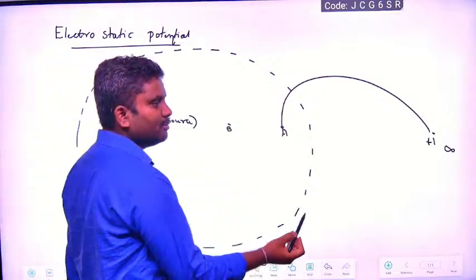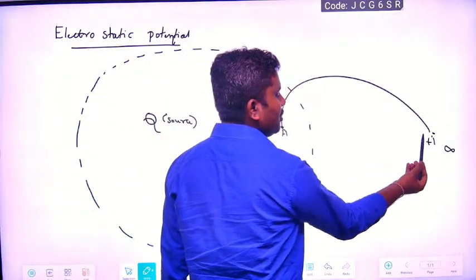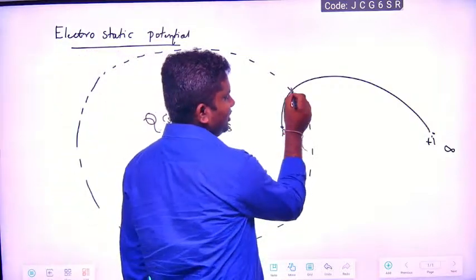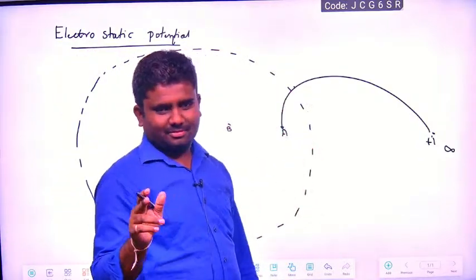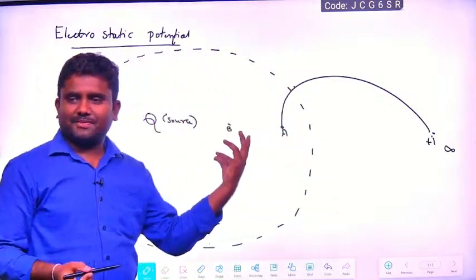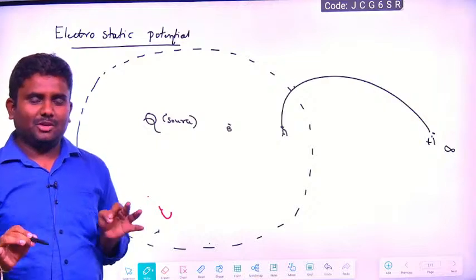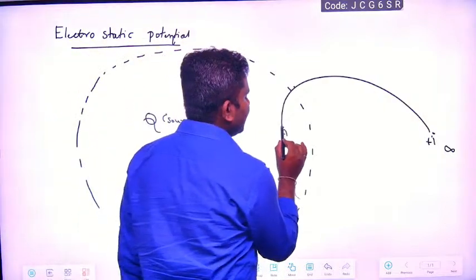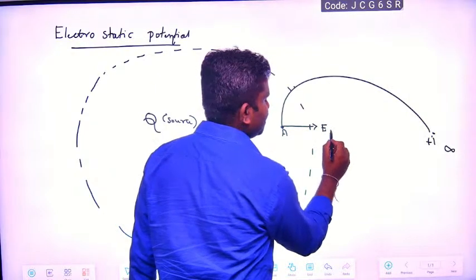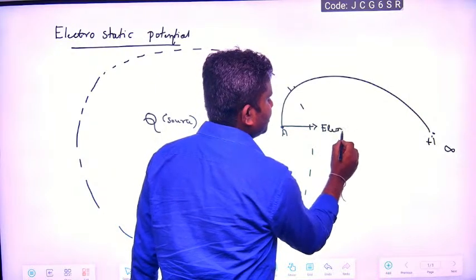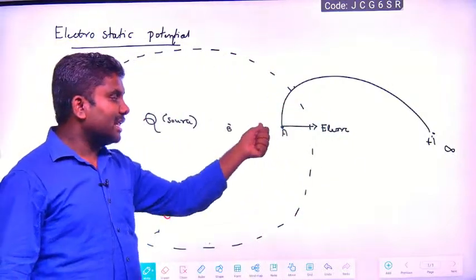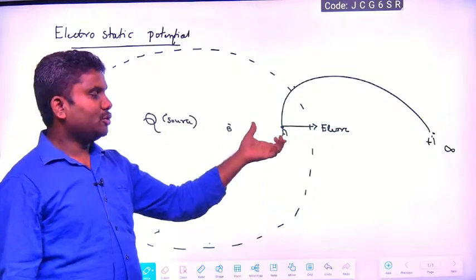Whenever you want to bring the unit positive charge from infinity to point A, till this position it's fine, correct, right? But after this, in the vicinity of this region, you need to do work. Why do we need to do work? Because the electric field due to the charge is in this direction. You need to bring the unit positive charge against that electric field, so you need to do the work.